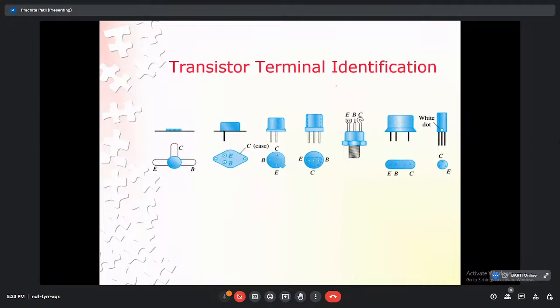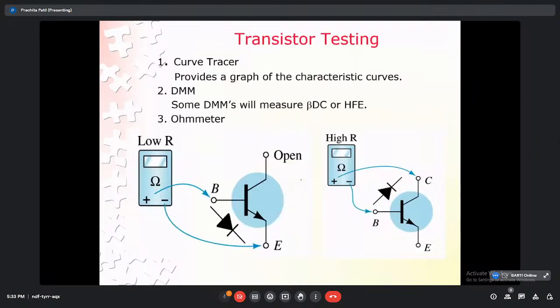These are some transistors, how they look in reality. You can see we have this type of transistor in our laboratory. These are the types of power transistors and other transistors with their numbers also, and how to test that transistor, so that you may know. So we can test the transistor in this way.